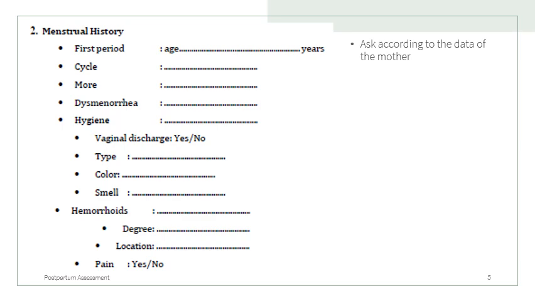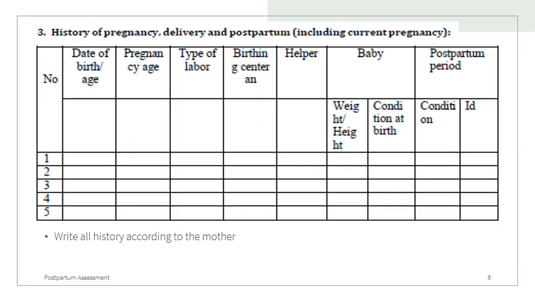Then we also assess if the mother just had hemorrhoids during the pregnancy, or was it already there before the pregnancy. Because if it's already there, then it means it won't disappear. But if the hemorrhoids appear during the pregnancy state, then probably the hemorrhoids will have the chance to disappear after delivery. Next, we assess the history of pregnancy, delivery, and postpartum, including the current pregnancy that she has.